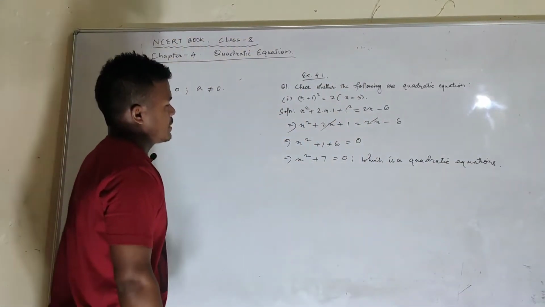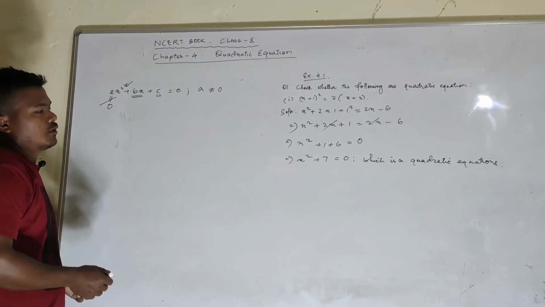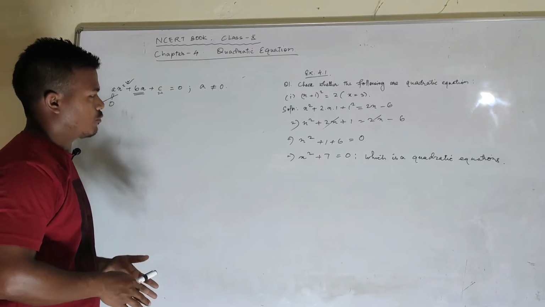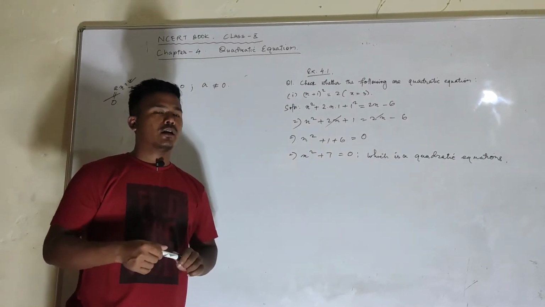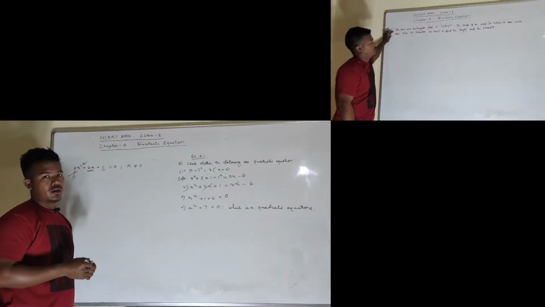These are all about the basic part of this chapter. So you can try the remaining Roman numbers. You solve it. At last, if you get x square, then it will be a quadratic equation. Otherwise, it will not be a quadratic equation. That's it. So I'll go to question number 2.